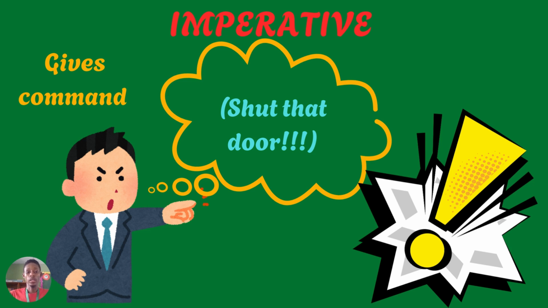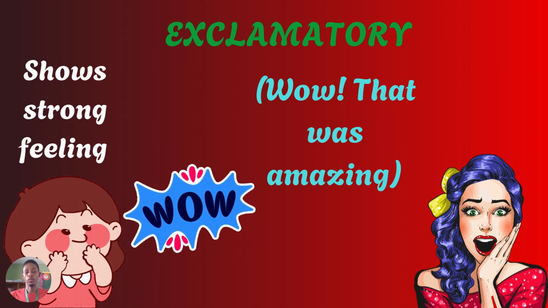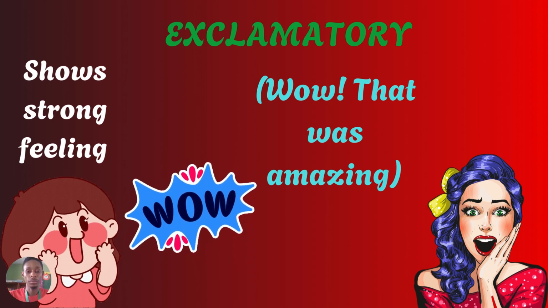All right. The next type of sentence is the imperative sentence, which gives a command. Others might call this a command sentence. For example: shut that door. It's a command sentence. This has to do with passing out an instruction in a kind of harsh way, by giving a forceful piece of information or a forceful order.